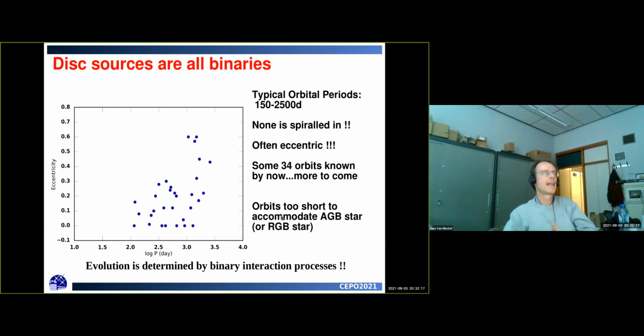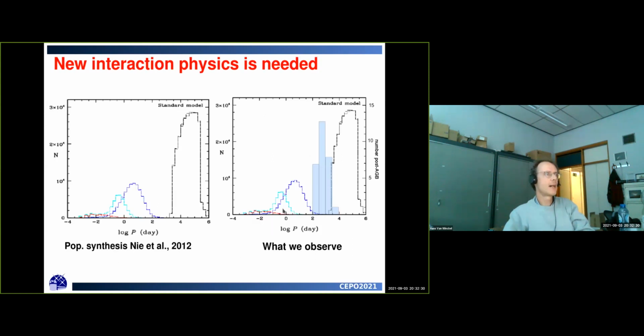That means that they have to have gone through a phase of very strong interaction at the AGB. So the evolution is really determined by binary interaction processes. Whether it's common envelope or not is unclear, but the orbits now are certainly orbits that we do not expect.